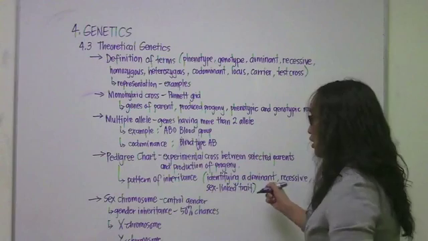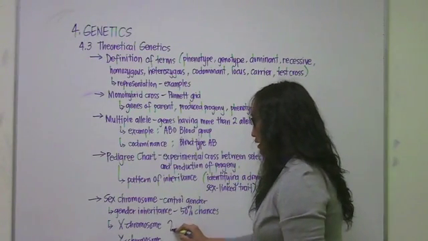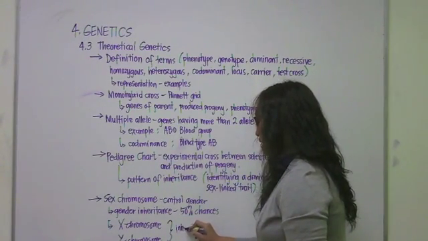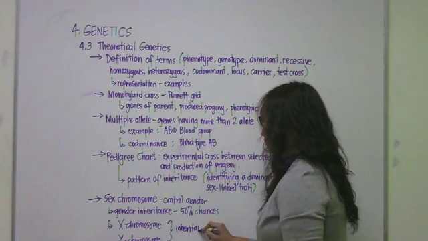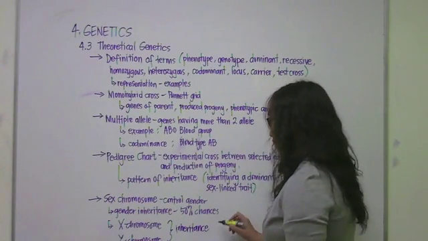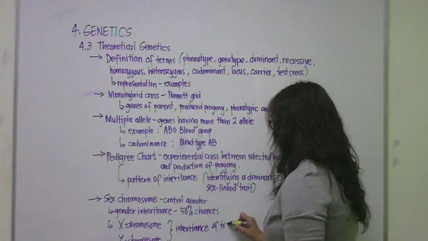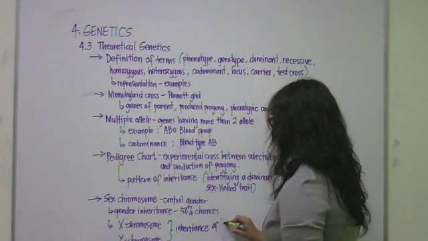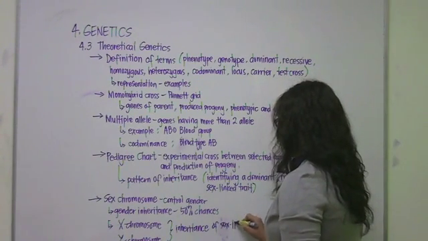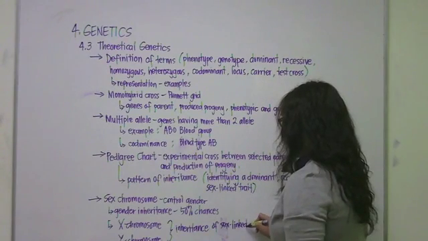Okay, so in the inheritance of a specific trait, we have to use a Punnett grid as well. Okay, inheritance of sex-linked traits. So we can show them using Punnett grids as well.